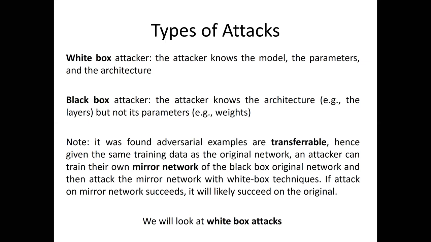But what's interesting is that if you find an adversarial example for the mirror network, over which you have full access, using a white box method, then you can take that adversarial input and try it out on the original network. In many cases, this would actually work. It's not guaranteed to work, but there is this concept of transferability of adversarial examples from one network to another.